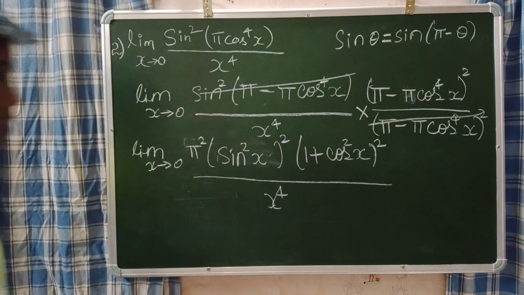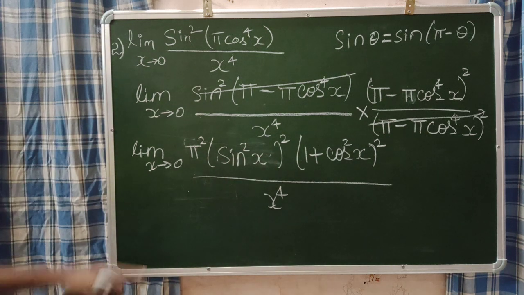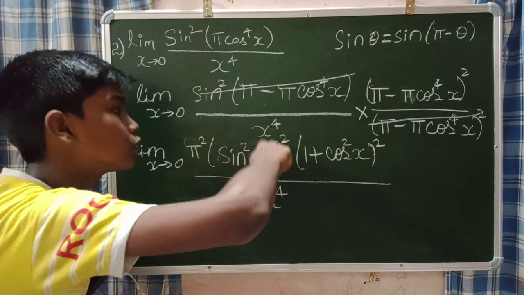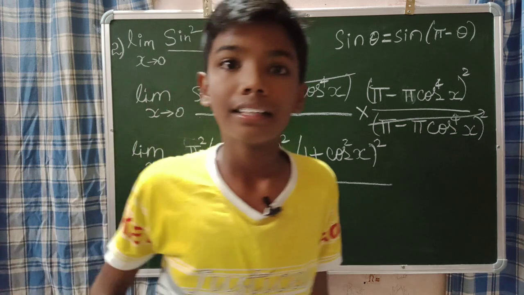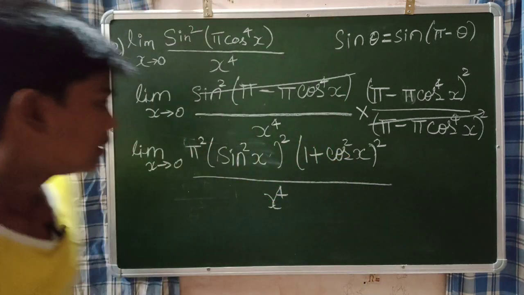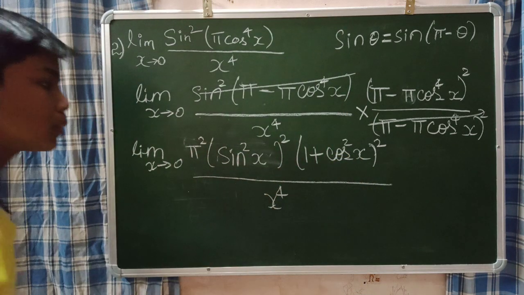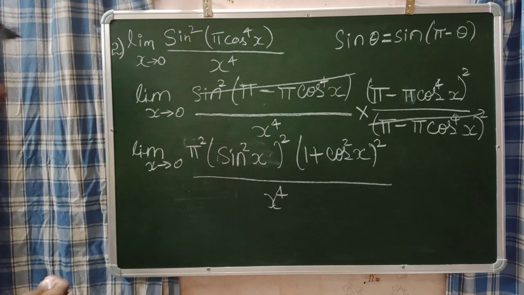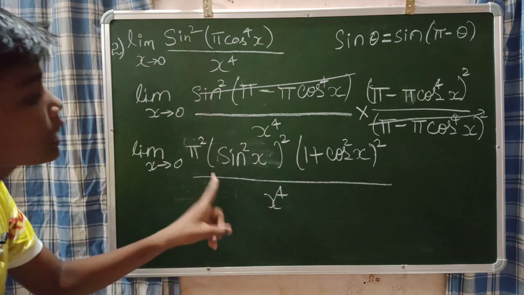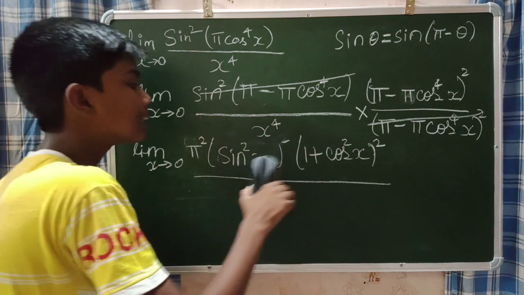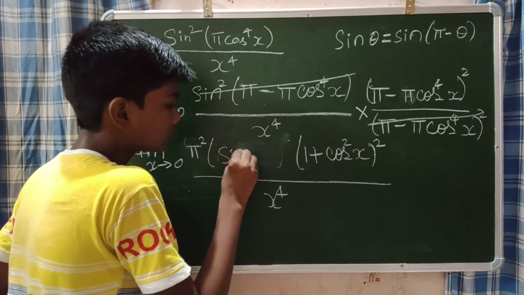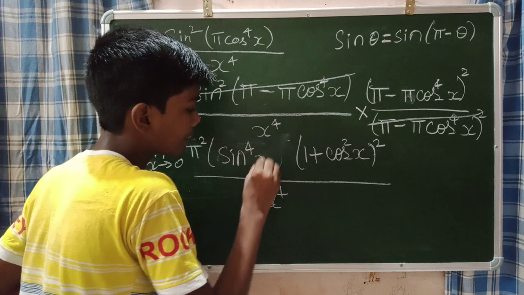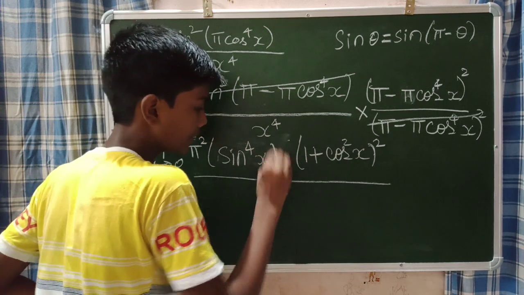Sine square x. Now tell me one thing, guys. We can cancel out this sine square x whole square and x to the power of 4. So how am I saying this? By the earlier formula: sine square x whole square divided by x to the power of 4 can get cancelled. How? Sine square x whole square can be written as sine to the power of 4x.